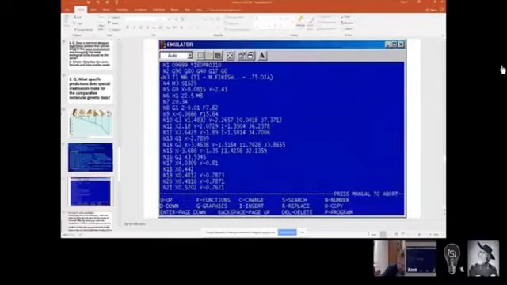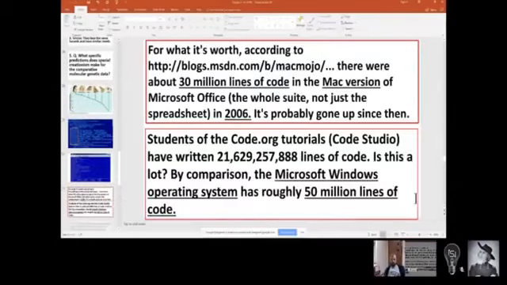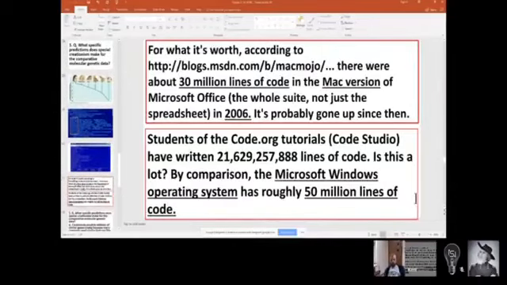If I looked at the lines of code to do Microsoft PowerPoint and compared them to the lines of code to do Microsoft Word, I think we would discover many similarities. Blogs.msdn said there were about 30 million lines of code in the Mac version of Microsoft Office back in '06. Students at code.org said there are 21 billion lines of code. Is this a lot? Well, by comparison, the Microsoft Windows operating system has 50 million lines of code.